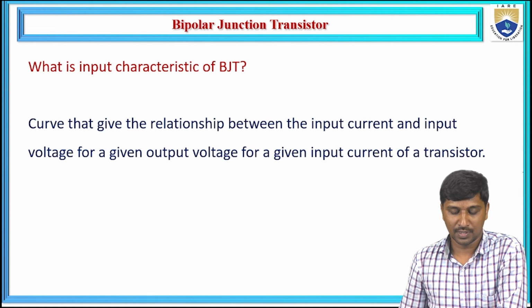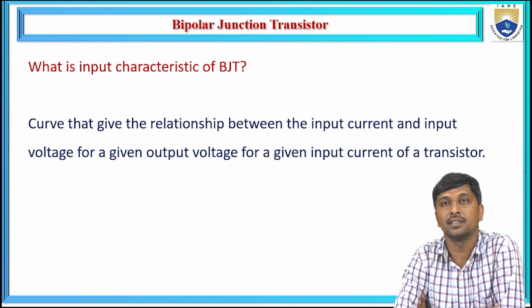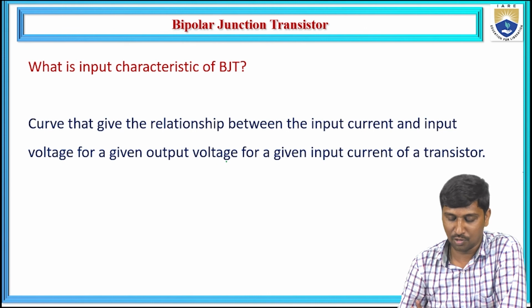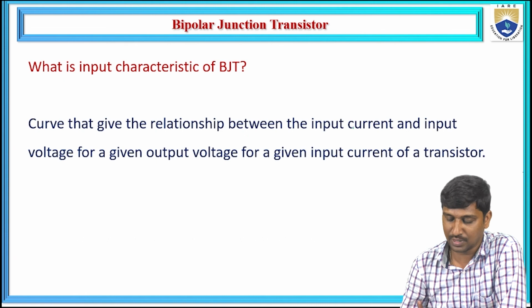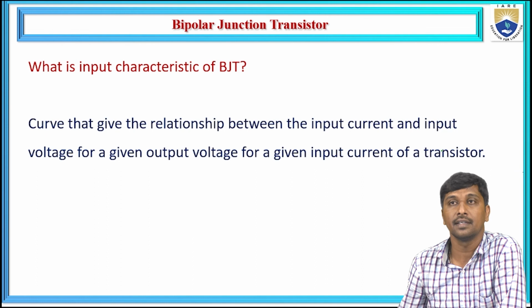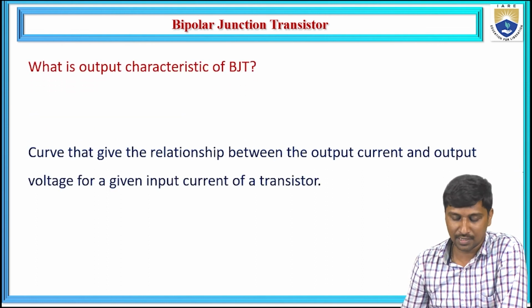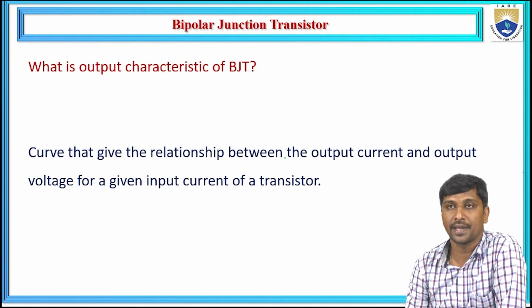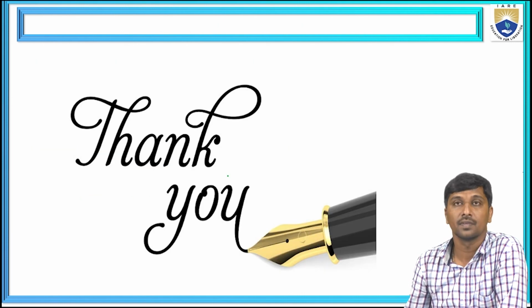Now, what are the input characteristics of BJT? This characteristic shows the relation between the input parameters, that is input current and input voltage, for a given output voltage. It is the curve that gives the relationship between the input current and input voltage for a given output voltage of a transistor. Now similar to that, what are the output characteristics of BJT? This shows the relationship between the output parameters, that is current and voltage, for given specifications.